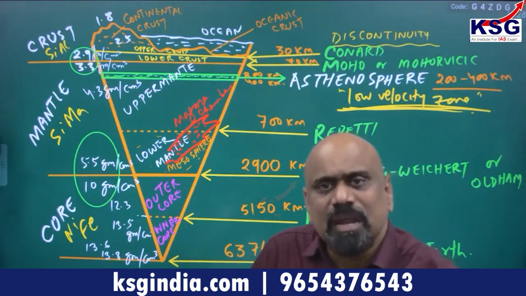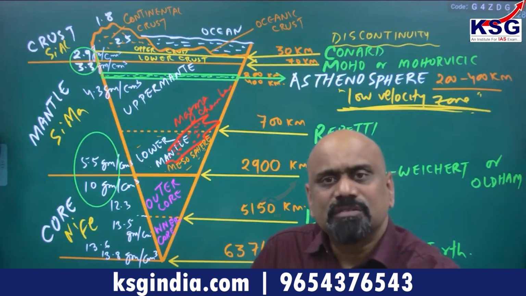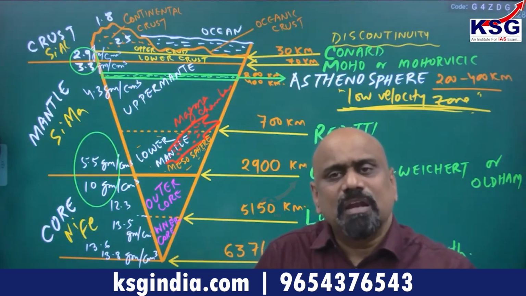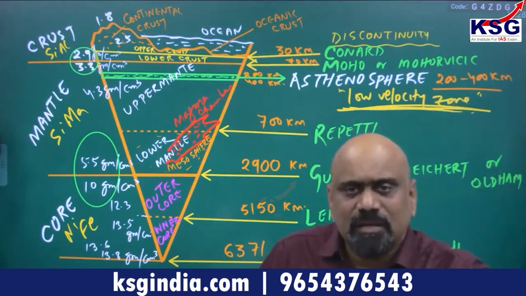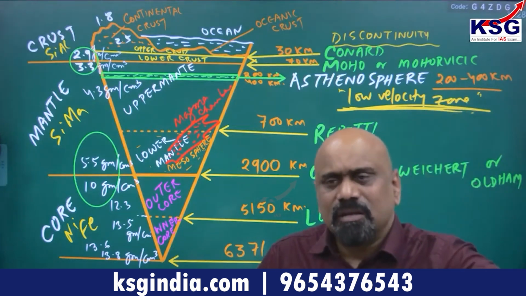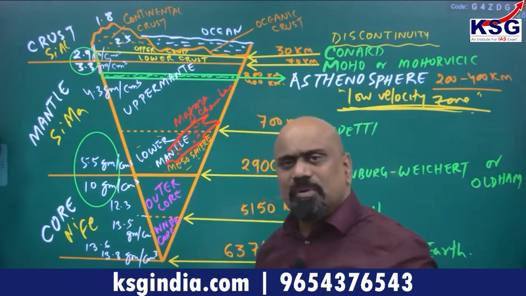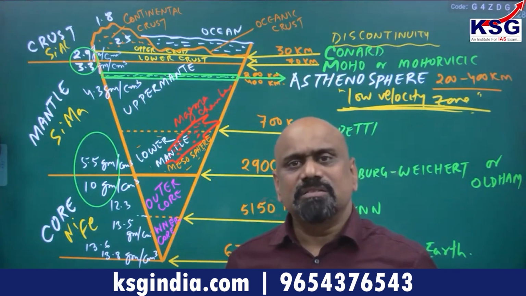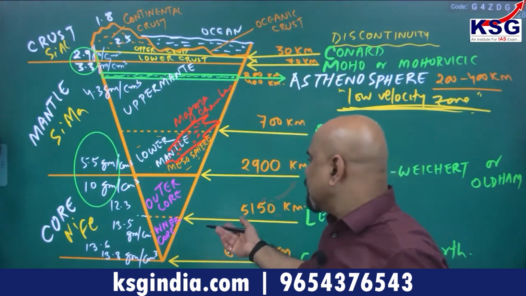P wave velocity also declines. Friends, why is it so? Because of the impact of more and more geothermal energy. If you go deeper inside, every 32 meters there is a 1 degree Celsius temperature increase. Now think about 2900 kilometer. Definitely everything will get melted. Molten materials, liquid, outer core.